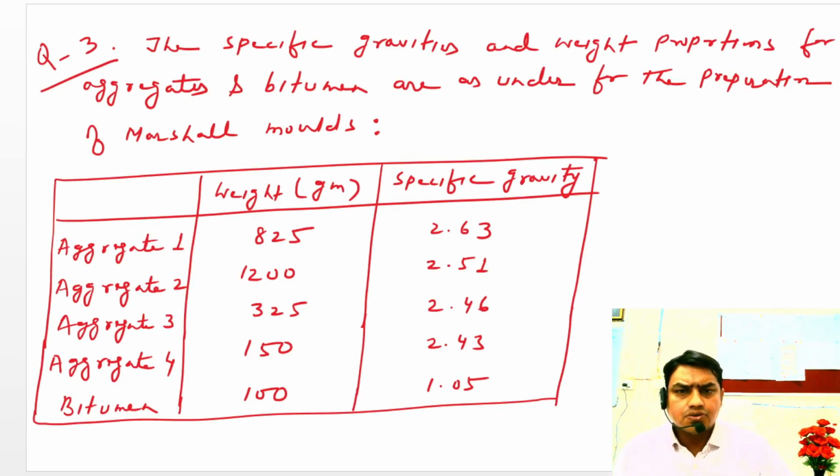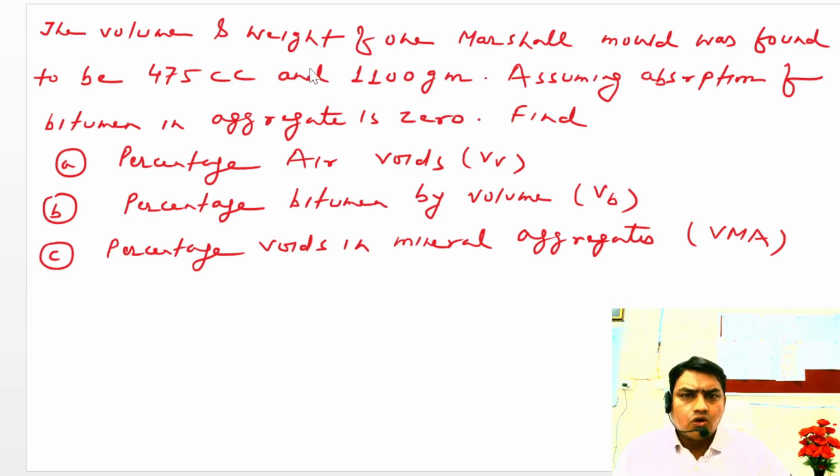Let us take another question. So the specific gravity and the weight proportion for the aggregate and bitumen are as under for the preparation of Marshall mold. Once again, weight is given and specific gravity is given. So the volume and weight of one Marshall mold was found to be given. Assume absorption of the bitumen in aggregate is 0. Find percentage air voids, percentage bitumen by volume, percentage voids in mineral aggregate. So the same question is there.